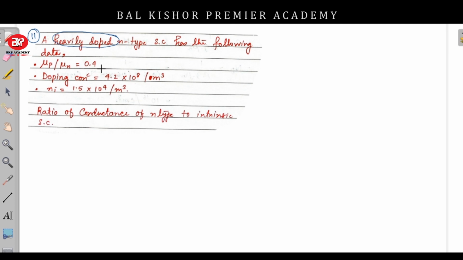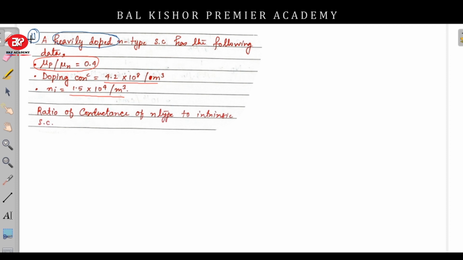क्या क्या data है? First data that is given here is mu n by mu p का एक ratio given है, that is 0.4. Doping concentration given है that is 4.2 into 10 to the power 8 meter cube, and Ni भी given है this value. The ratio of the conductance of n-type to the intrinsic semiconductor, we have to find that.